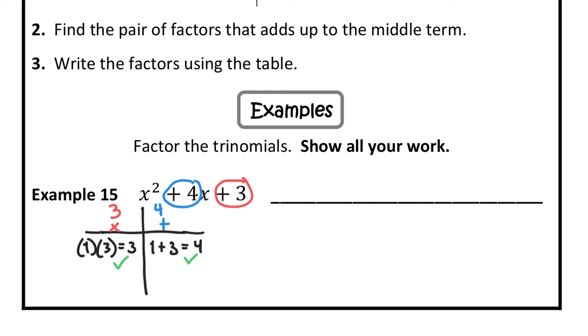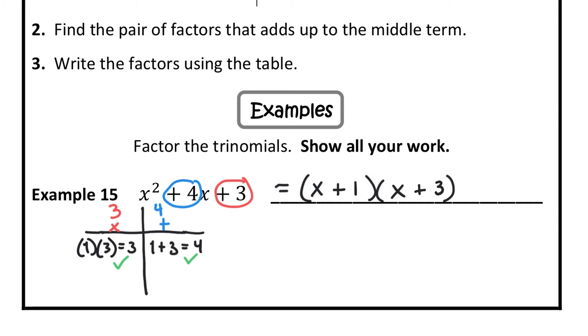If I find two numbers that multiply to give me the last term, and those same two numbers add to give me the middle term, then we've solved the problem. And so we've set up our two factors. What's the variable that we're using? We're using x, right? And what were the numbers that worked? It was positive 1 and positive 3. So that's my answer.